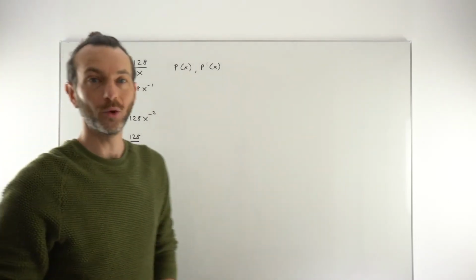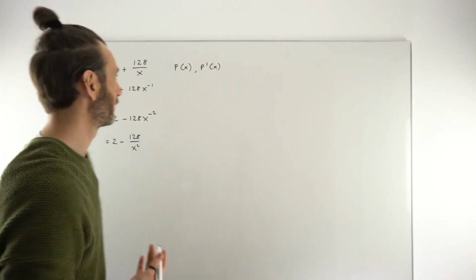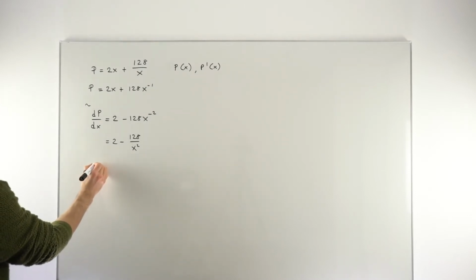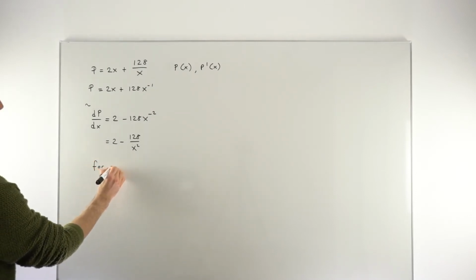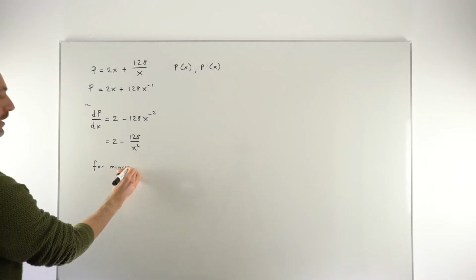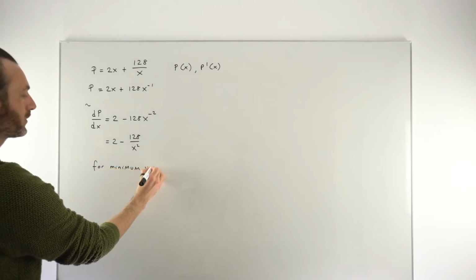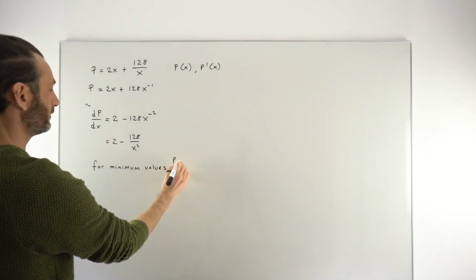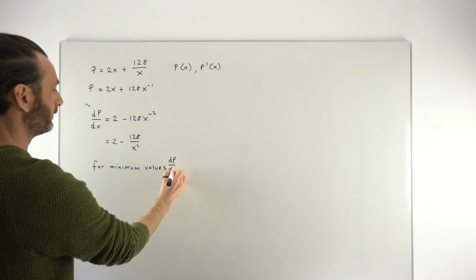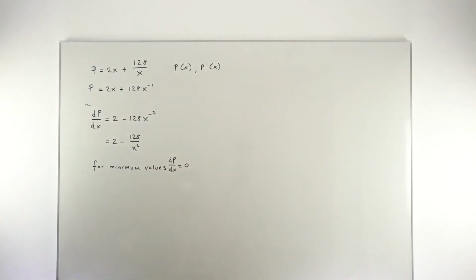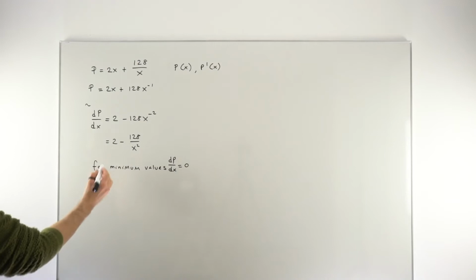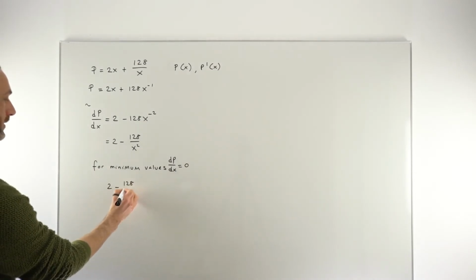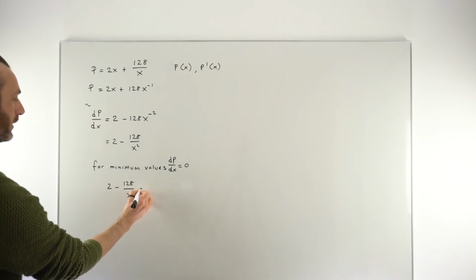So the whole point now is that once we've got our derivative, we can find that minimum value by setting this equal to 0. But good to make a little statement. So write something like, for minimum values, the derivative, in this case, dp dx is equal to 0. And then we're just going to go ahead and set our derivative equal to 0. So we've got 2 minus 128 over x squared is equal to 0.